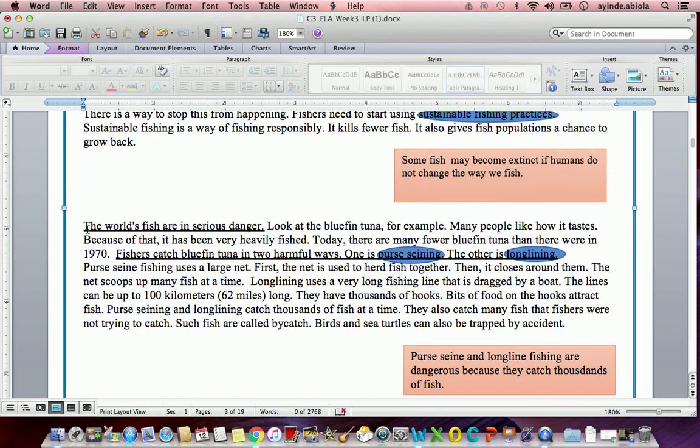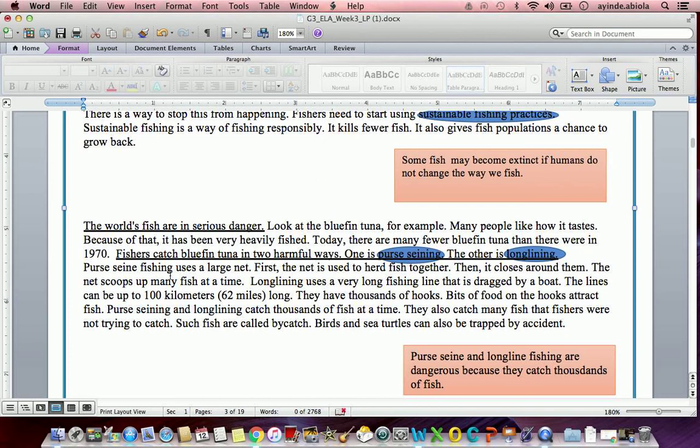Let's read paragraph 2. The world's fish are in serious danger. Look at the bluefin tuna, for example. Many people like how it tastes. Because of that, it has been very heavily fished. Today, there are many fewer bluefin tuna than there were in 1970. Fishers catch bluefin tuna in 2 harmful ways. One is purse seining, the other is long lining.